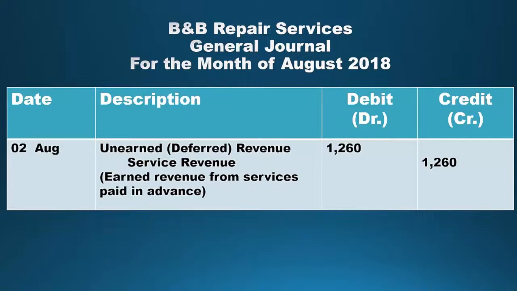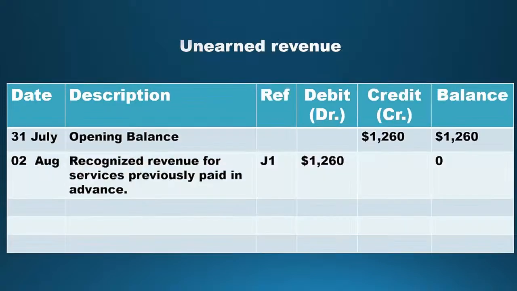Step 1. Review the journal entry. The journal entry for August 2nd was debit unearned revenue, $1,260. Credit service revenue, $1,260. This means we'll post amounts to the unearned revenue and service revenue ledgers. Posting to the unearned revenue ledger.